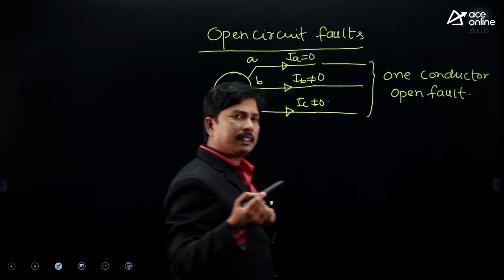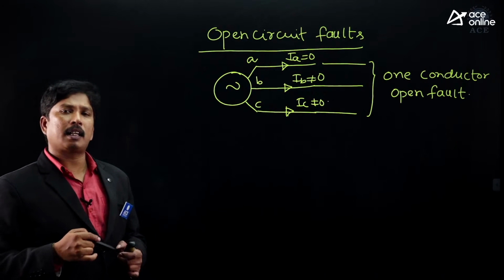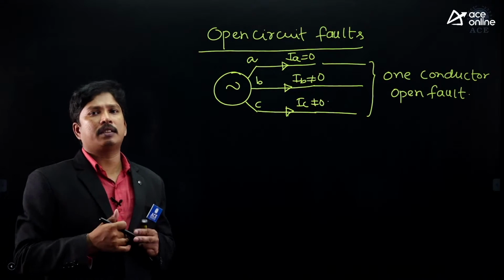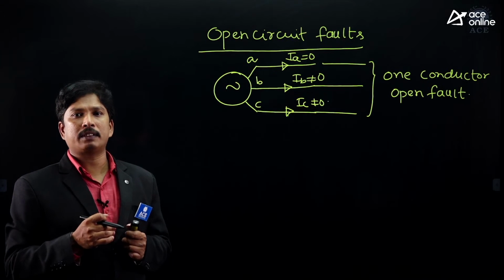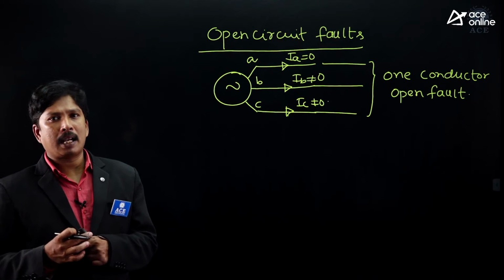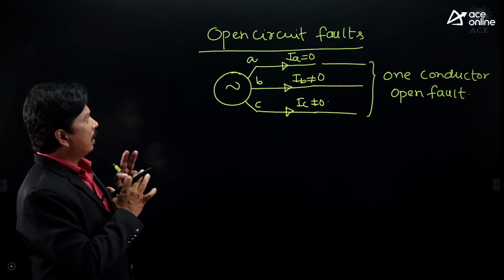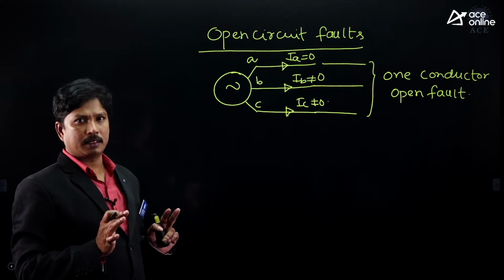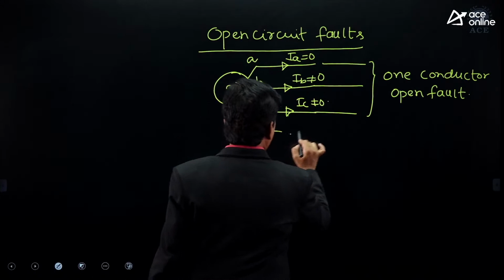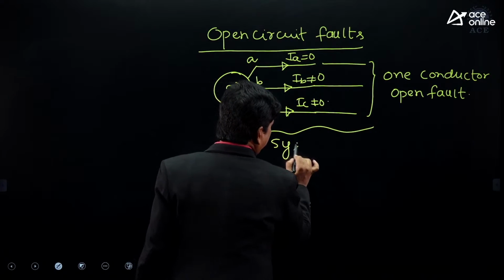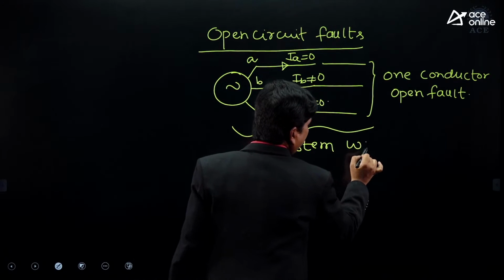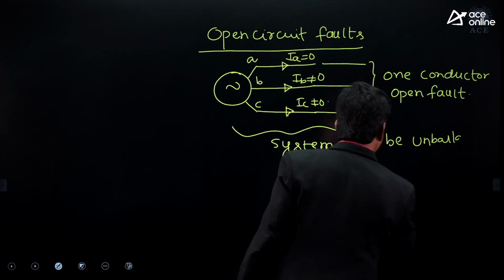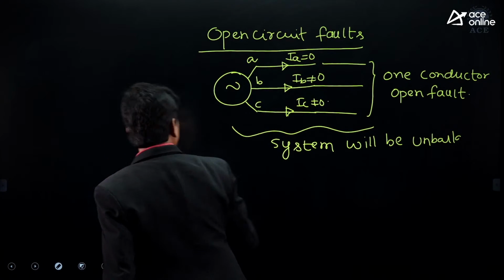Right? And before this, in chapter 1 we have studied the basics of a balanced power system. In a balanced power system, we have studied the conditions for a balanced system, the conditions to be satisfied for a balanced source as well as a balanced load. Based on that, we can say that one of the consequences of this open circuit fault is that the system will become unbalanced. The system will be unbalanced.